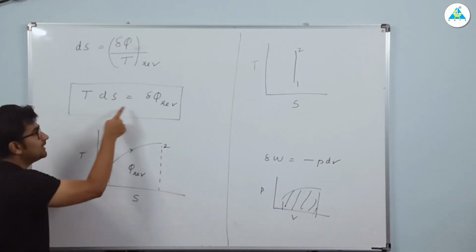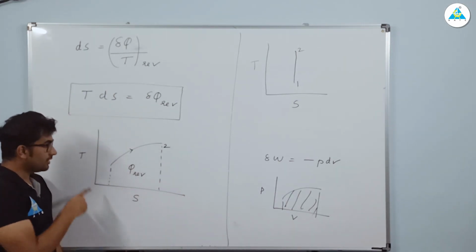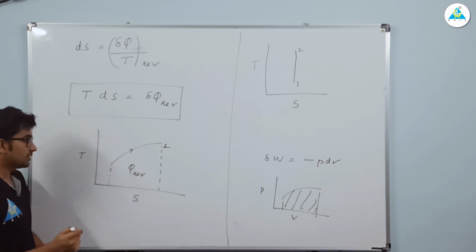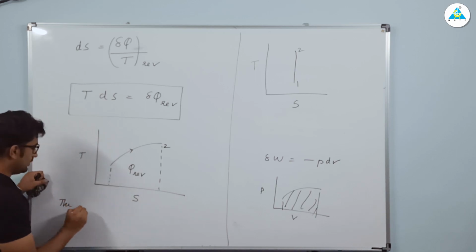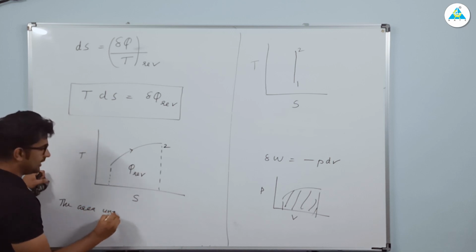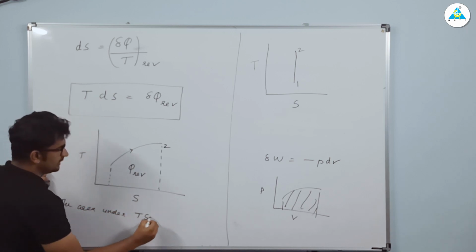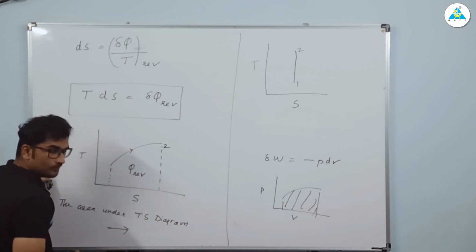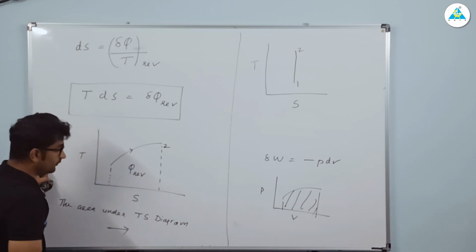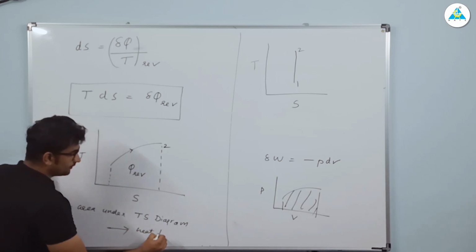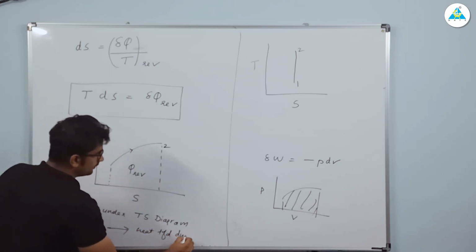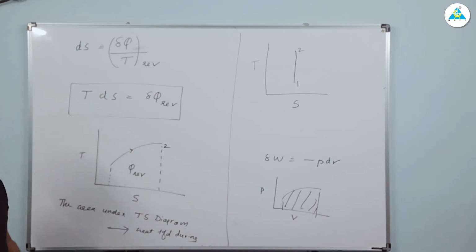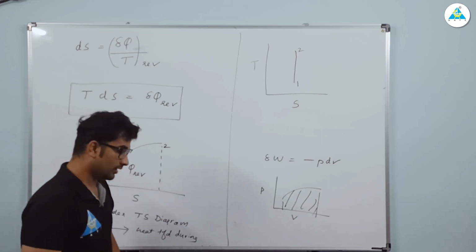Same way, in a TS diagram, the area under the curve will give you what? The heat transfer. So you can write it: the area under the TS diagram will give the heat transferred during a reversible process. Heat transfer during a reversible process.